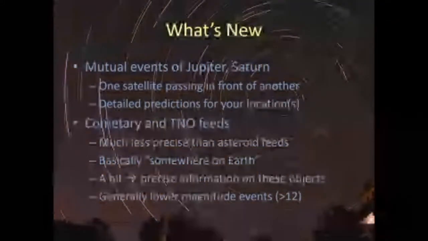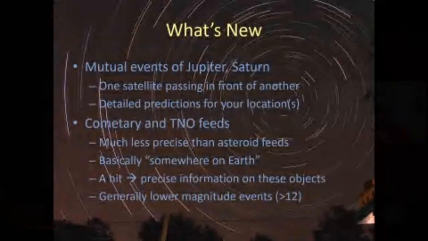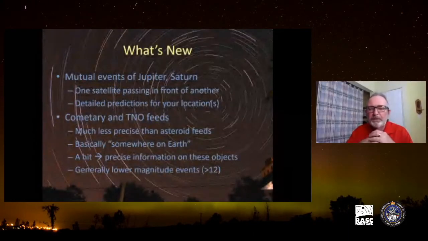The other thing, which I unfortunately can't show you anymore, is the mutual events of Jupiter and Saturn's moons, where one satellite was passing in front of another earlier this year. OccultWatcher provides detailed predictions for your locations down to the minute and shows you exactly which moon is expected to go in front of which. Unfortunately, we have to wait another 6 years for Jupiter's occultation season to resume, but it works for Saturn and Uranus as well.